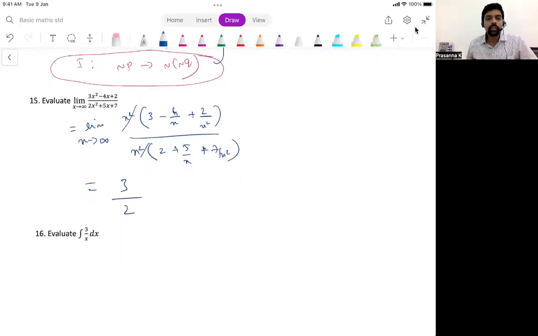Now evaluate the integration of 3 by x. We know that differentiation of log x is 1 by x. Therefore integration of 1 by x will be log x. So 3 by x integration will be 3 into log x plus constant. So write down 3 as it is. Integration of 1 by x is log x.